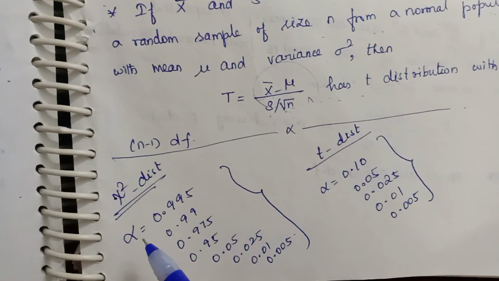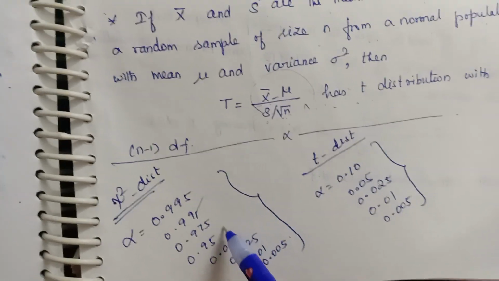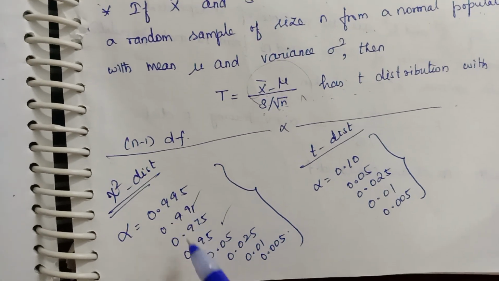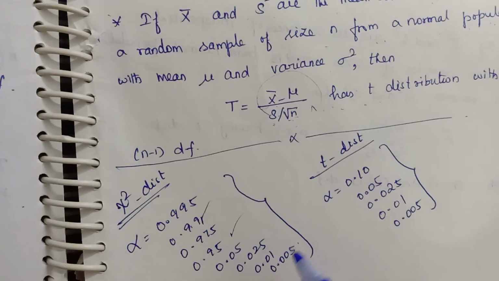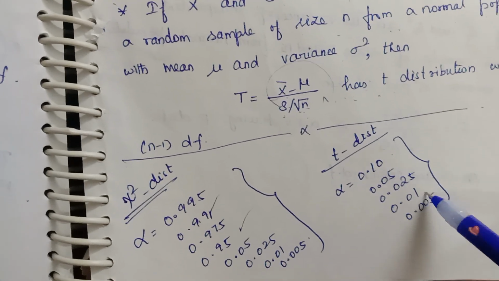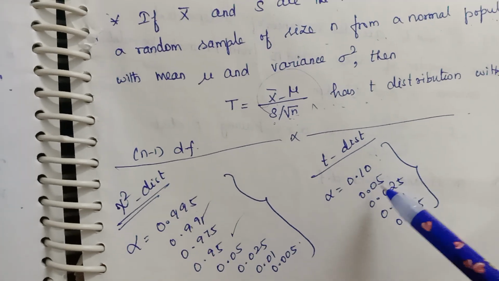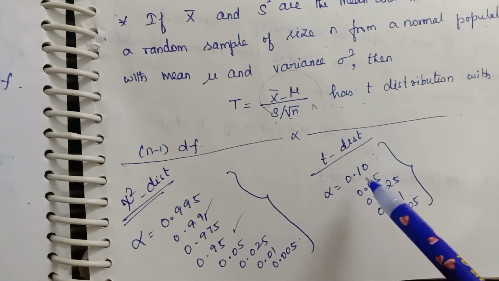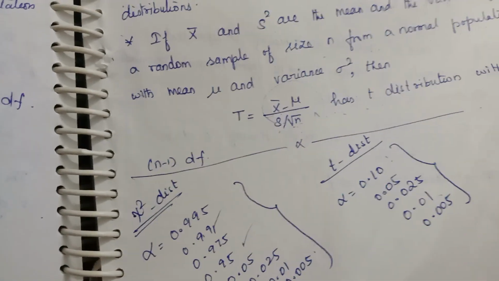Now these are the possible levels of significance for chi-square and t distribution. Frequently we use 99% and 95%, that is, 1% level and 5% level. Now here it is 10%, 5%, and then 1%. These three values, 10%, 5% and 1% level of significance, we frequently use for the t table. So these are the possible levels of significance.